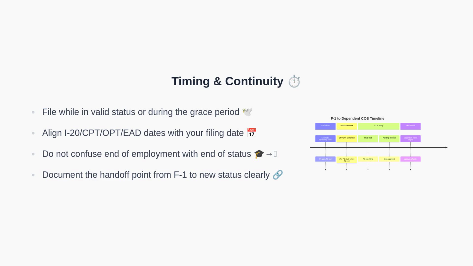File your I-539 while you are still in valid status or during the applicable grace period. Make sure your I-20, CPT or OPT notations and any EAD cards align with the filing date. Remember, the end of employment is not necessarily the end of your status. Clearly document the transition from F-1 status to the new dependent status to demonstrate continuous compliance.